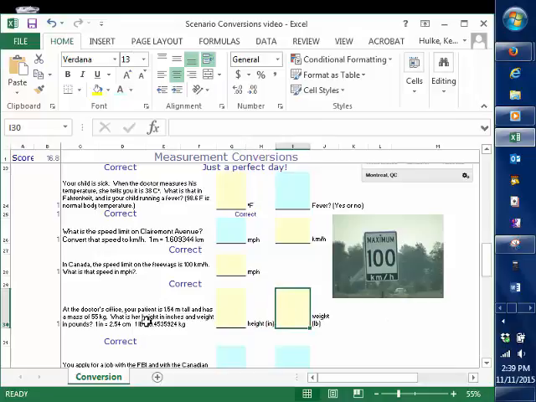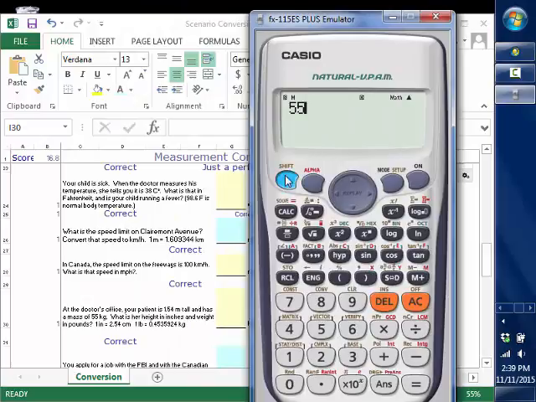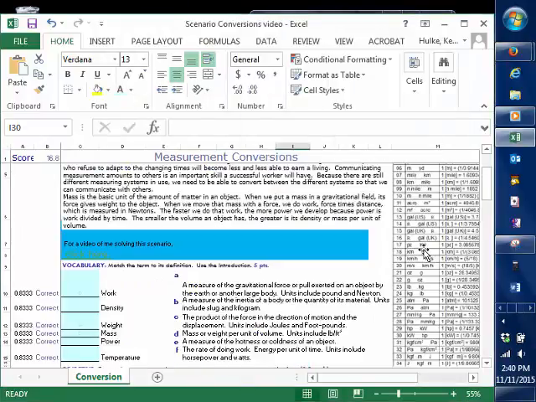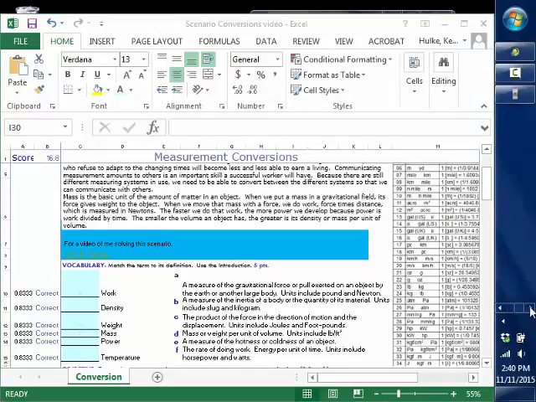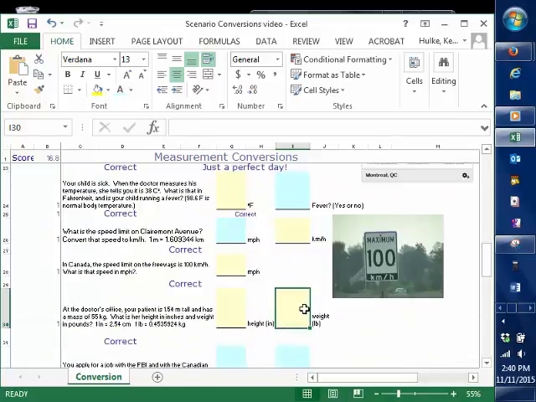Convert her weight in kilograms to pounds. Well, on our calculator, we would put in 55. That's her weight in kilograms, and we want to convert that to pounds. Kilograms to pounds is number 24. And kilograms to pounds tells us it's about 121 pounds.